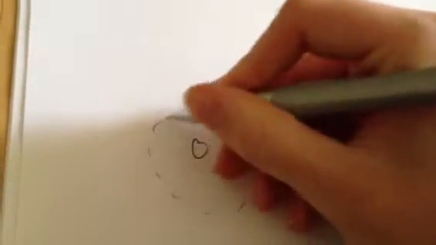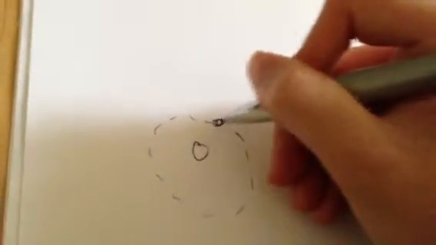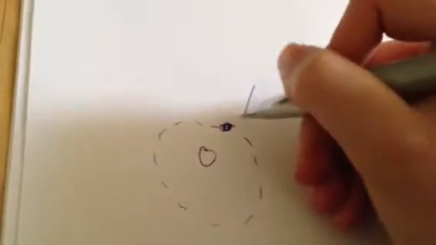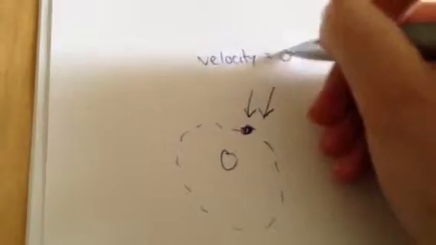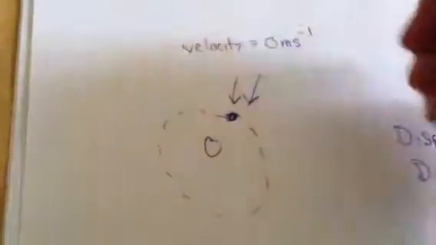So we have a planet here and we have just a standard orbit. Now it was drawn pretty quickly, but I think you get the idea. So let's say it starts and finishes in the same position. So, what is its velocity then? It's actually 0 meters per second, believe it or not.